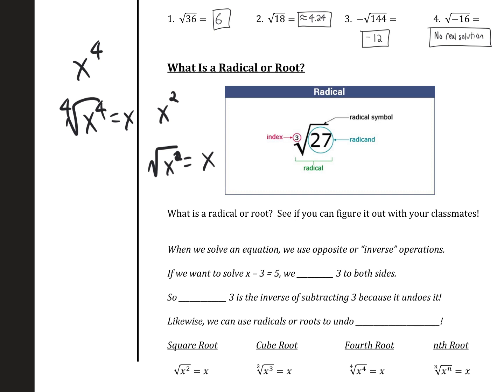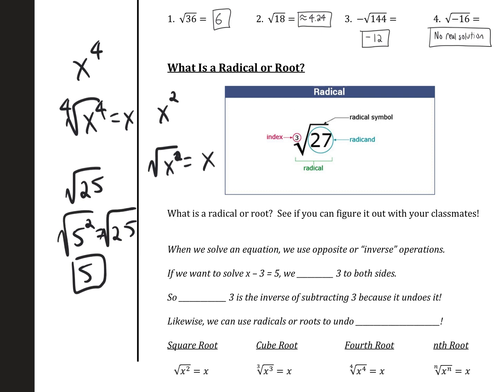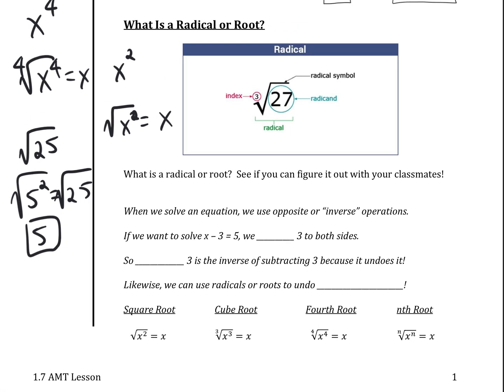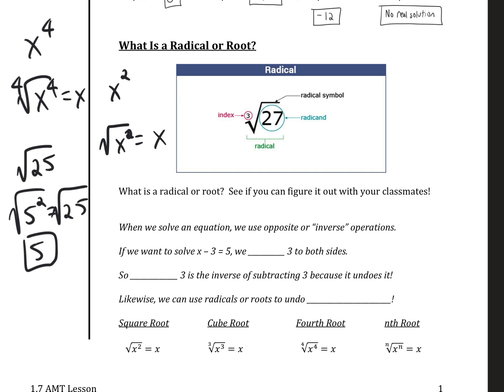It's also saying what number times itself. If you have like, I guess, square root of 25, it's saying what number times itself equals 25, right? So 5 squared equals 25. So the answer is going to be 5, okay? So if you square root this to both sides, you're going to get 5 on both sides, okay? So very cool. We want to think about it as kind of like an opposite or inverse operation, right?